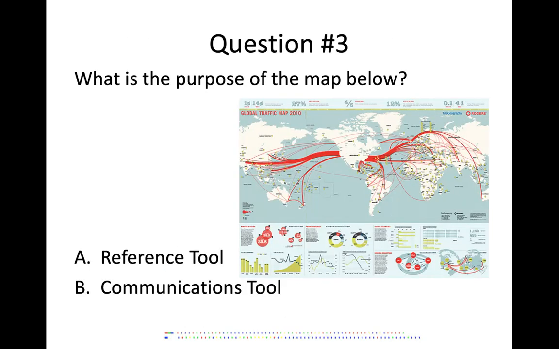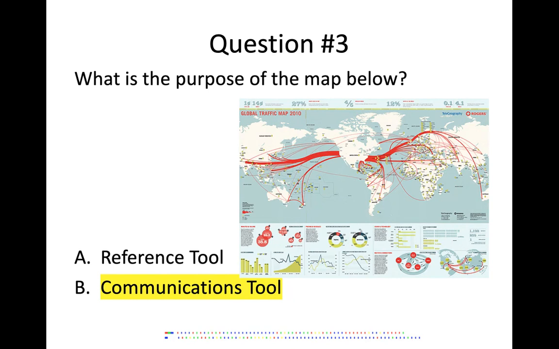Question number 3. What is the purpose of this world map? This map shows global air traffic in the year 2010. Do we use this map as a reference tool to figure out where we are or how to get somewhere? Or do we use this map as a communications tool where some sort of information is being communicated to us? This map is used as a communications tool.